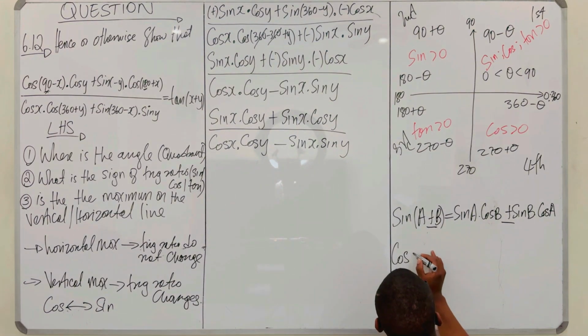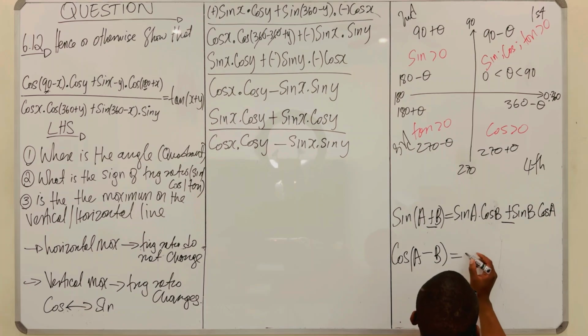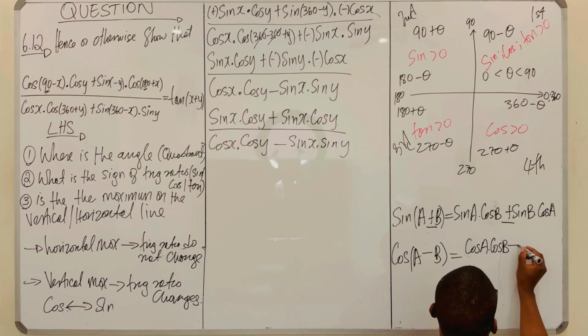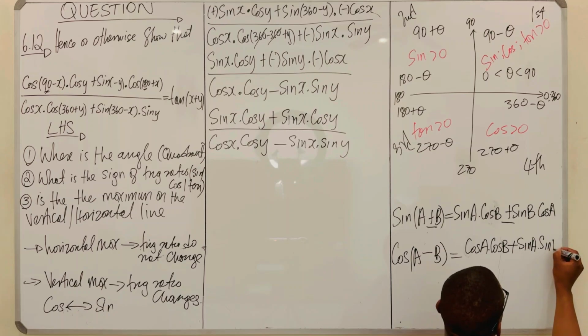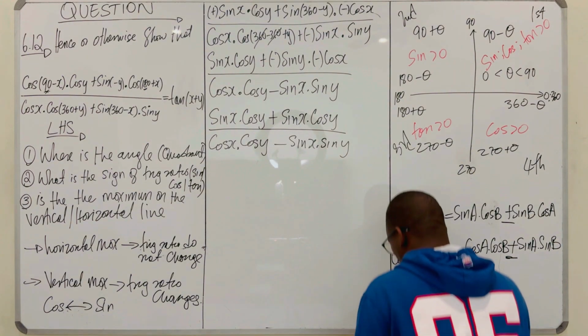You know that cos of A minus B is equal to what? It's going to be cos A times cos B plus sine A times sine B. So if it's plus here, it's going to be minus here.